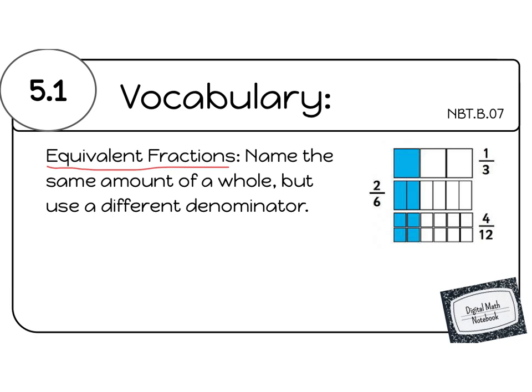You can see in the picture that we have the same amount of the rectangle named each time, but in the first example, it's 1/3. In the second example, it's 2 out of 6. And in the third example, it's 4 pieces out of 12. The picture is already in your digital math notebook, but you need to pause to type the vocabulary now.